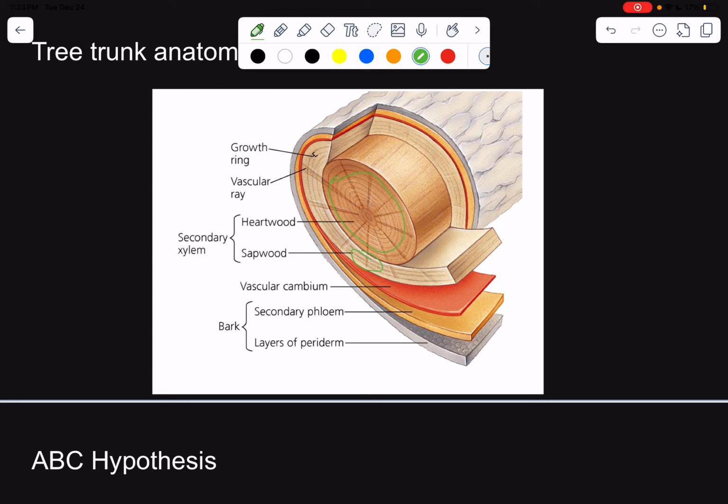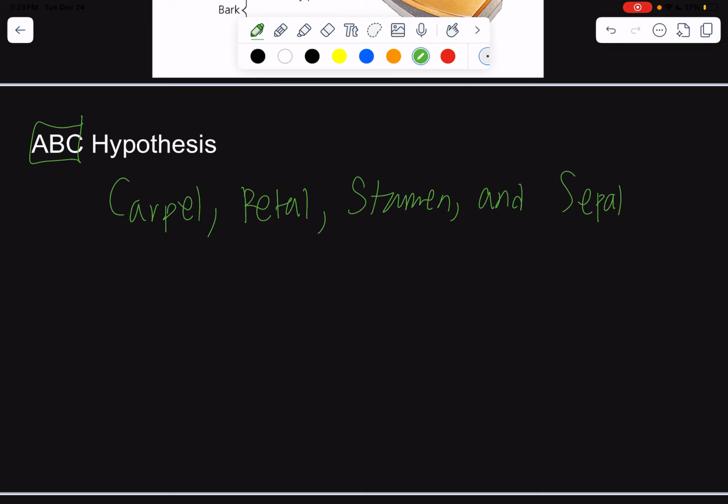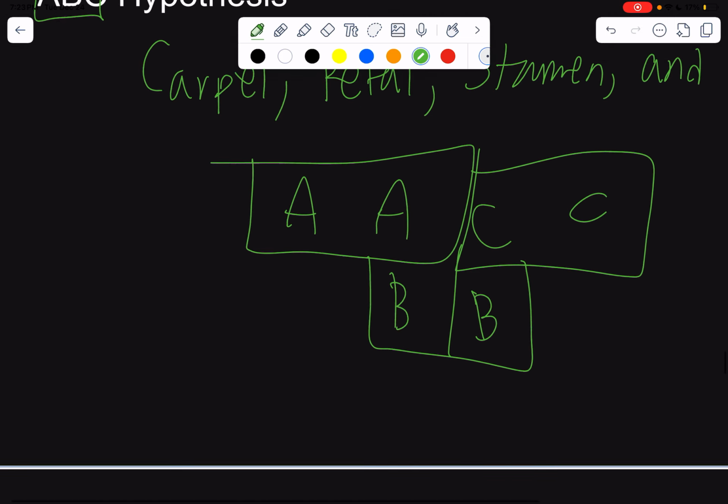So there are four whorls in typical angiosperm flowers. They're the carpel, petal, stamen, and sepal. And the three genes that compose them are A, B, and C. If we draw this pretty simple diagram, A, C, B, B, we can see that there are four distinct groups here, right?